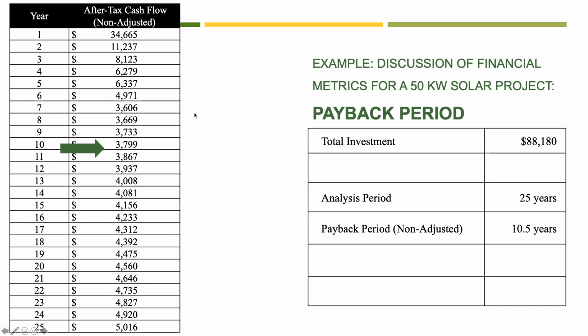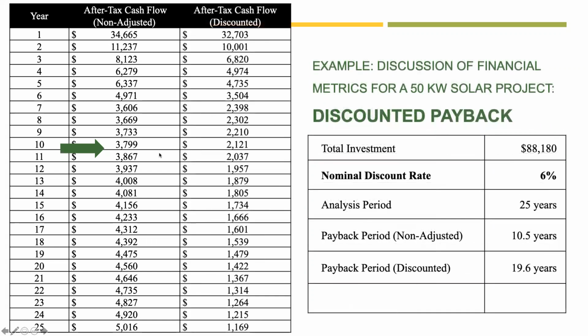So if we take this one step further and say, okay, we recognize that this is better than simple payback, right? At least we're looking at annual cash flow to determine when that payback period is going to occur. And we're doing it based off of the actual amount that we write on a check.